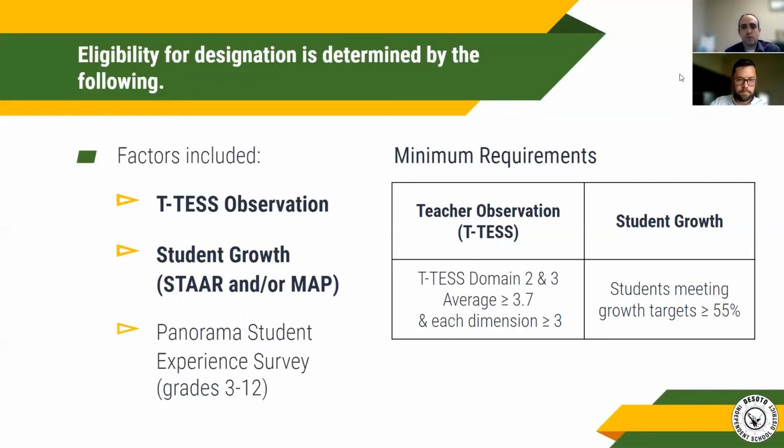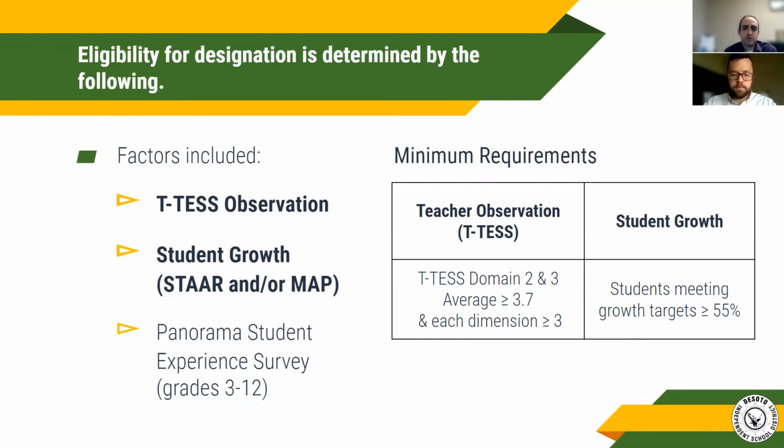And we also just want to talk a little about what is the eligibility for qualifying for a designation. So there are 3 factors that are going to be included in our system. The first is your T-TESS observation. That's going to be exactly the same as it's been in recent years. It'll be conducted by your evaluator on campus. There's also a student growth component, and we'll be using STAAR and or MAP data, just depending on if you have one or both. And then the final element is a Panorama student experience survey.